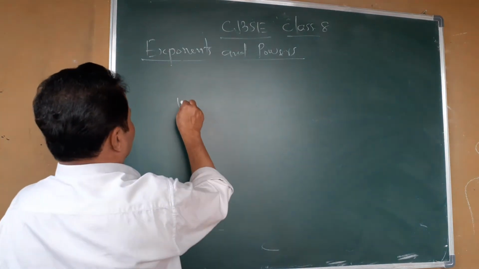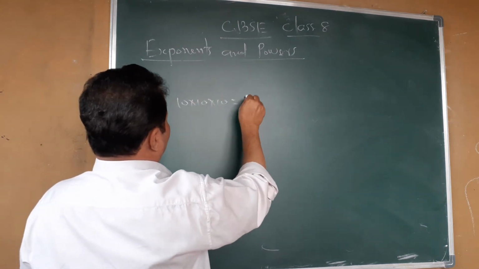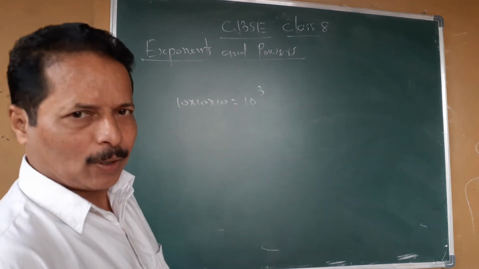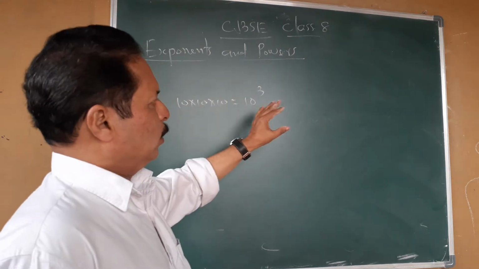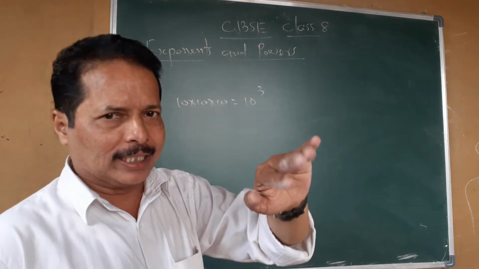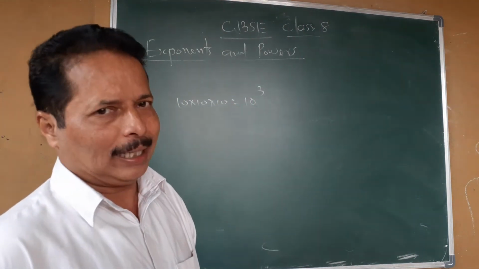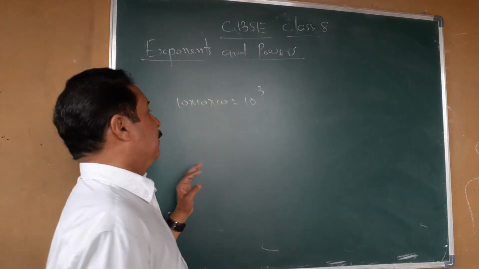Now 10 into 10 into 10, that is 10 raised to 3. Okay. So 10 into 10 into 10 etc. n times means 10 raised to n. Okay. Now look at negative powers.